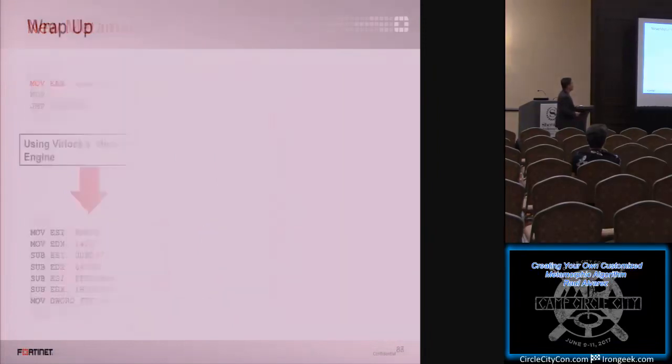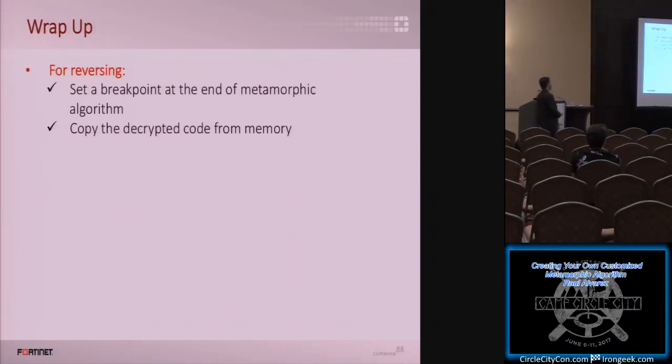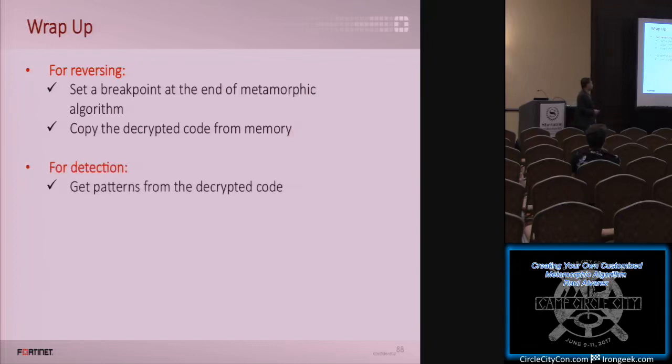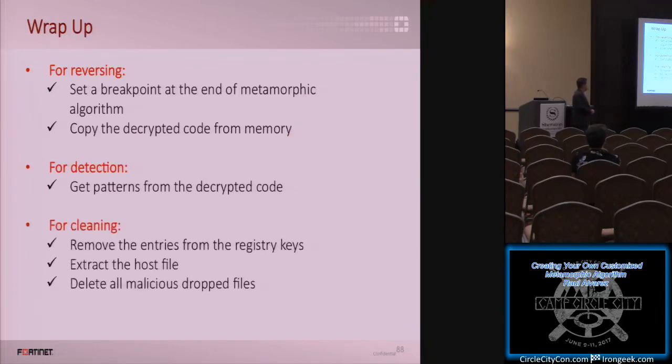For conclusion, we just did the metamorphic engine. For reversing, what you usually have to do is set a breakpoint at the end of the metamorphic algorithm and copy as much decrypted code as you want from memory. Of course, you have to get patterns from the decrypted code for detection. And for cleaning, all you have to do is extract the host file. Sometimes Virlock also has some registry keys. And of course, you have to delete all malicious dropped files. And that's it.